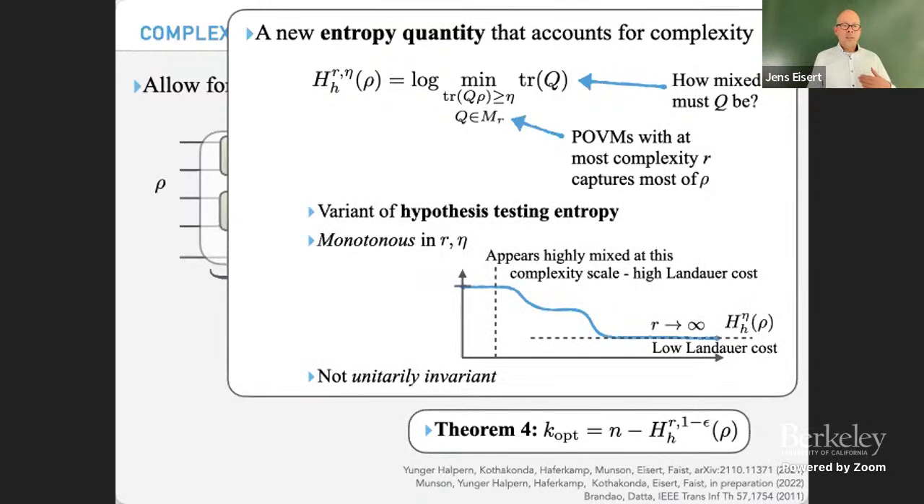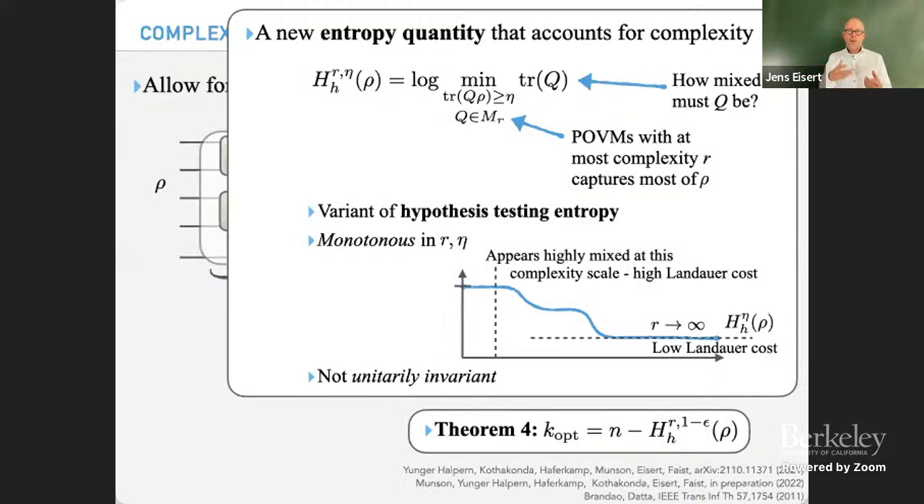There are many properties that we have looked at and derived. It's a variant of the hypothesis testing entropy, and there are some properties we can prove. It's monotonic in R, which is a good thing, and also in eta, the success probability. There are a couple of intuitive properties. For example, if R is very small and we are very much restricted in what we can do, the circuits are teeny weeny, they're short. Then the states we have can appear highly mixed because we can't undo the computation on this complexity scale. So we have a high Landauer cost because we have to reset something. We cannot undo things. Whereas it's monotonically going down, and at very large R, this goes to the standard hypothesis testing entropy, where we have no complexity constraint whatsoever.